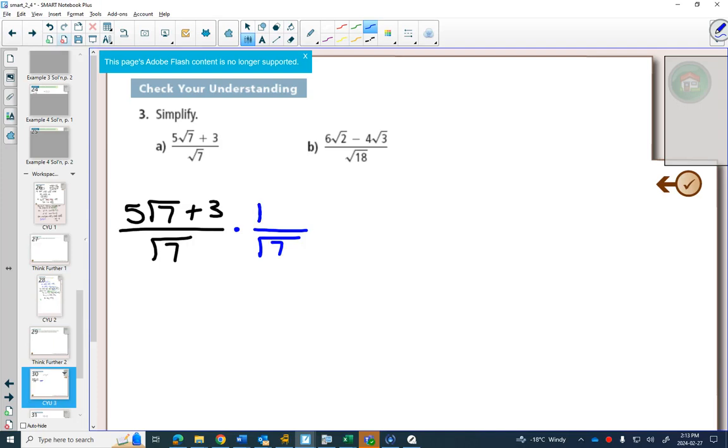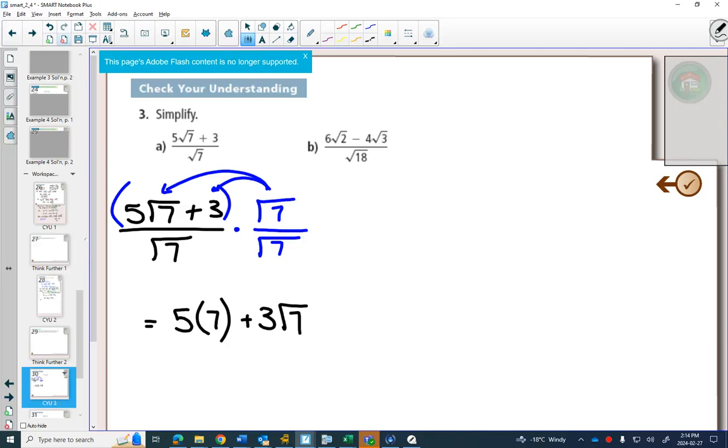And then you'd have to multiply the top by root 7, which means you're going to have to distribute. So on the top, this root 7 gets multiplied there and there. And we're going to get 5 times 1 is 5. Root 7 times root 7, you can write root 49, but I hope you're going to see that that's just going to be 7. Then 3 times 1 will be 3.